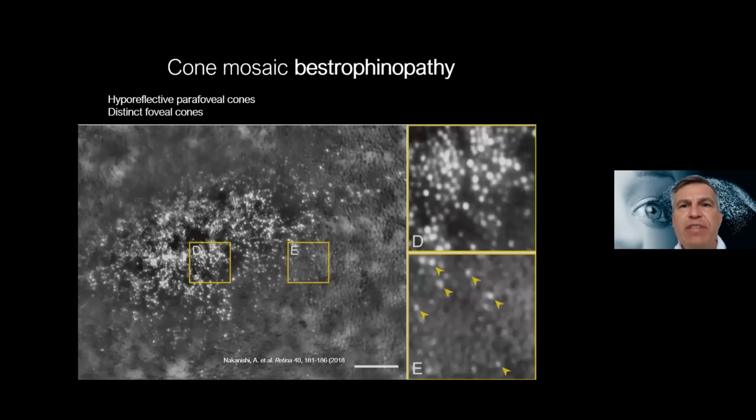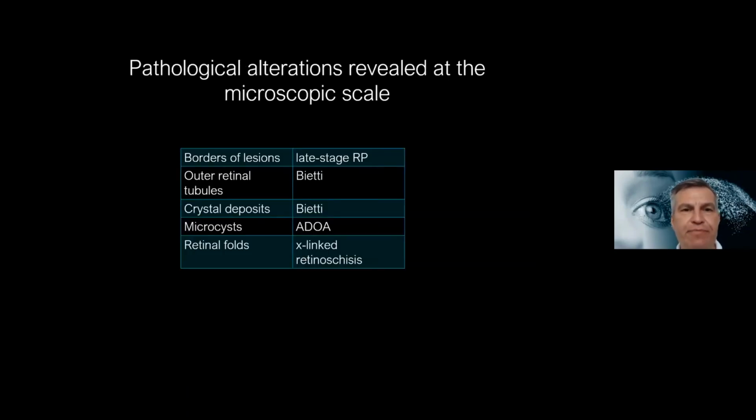In bestrophinopathy, you see also the cone mosaic has vanished, and you see these parafoveal areas with these distinctive lesions. So it's very useful on the cellular level to have this machine.